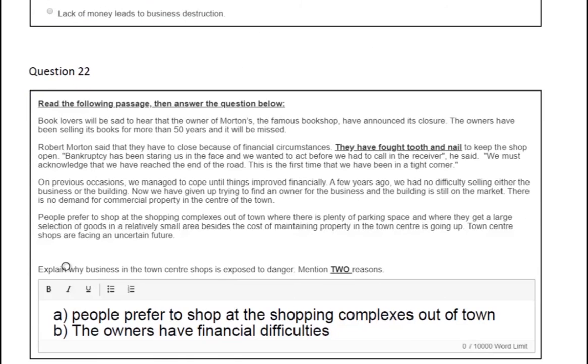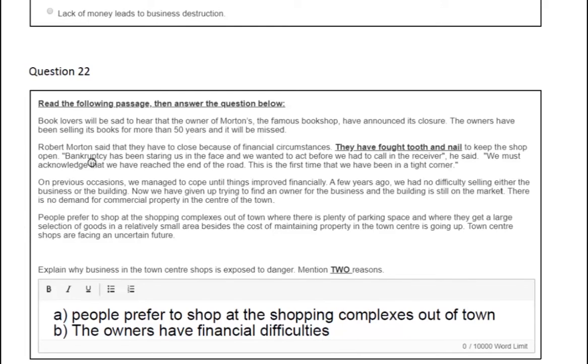Question 22: explain why business in the town center shops is exposed to danger. Mention two reasons. Number one, people prefer to shop at the shopping complexes out of town, so they do not go to the Mortons bookshop anymore. Number two, the owners have financial difficulties, and they are facing bankruptcy.